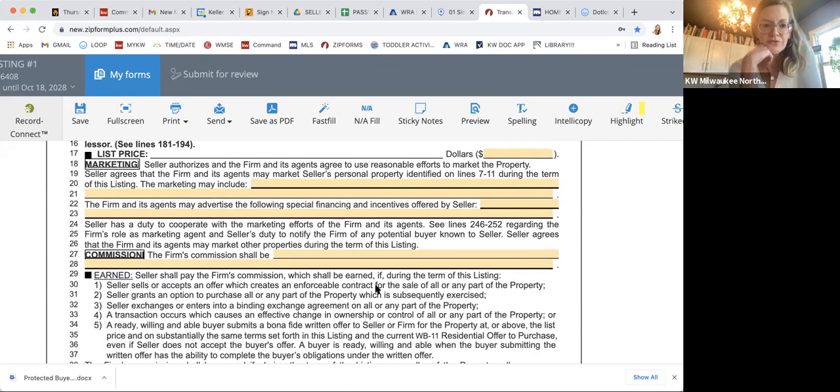Lines 18 through 20, so marketing. This is an authorization from the seller to the firm. So the seller authorizes the firm and its agents to use reasonable efforts to market the property. Seller agrees that the firm and its agents may market seller's personal property identified on lines 7 through 11 during the term of the listing, and the marketing may include, and then here you're going to list all of the things that you, as a listing agent, are going to do for the seller.